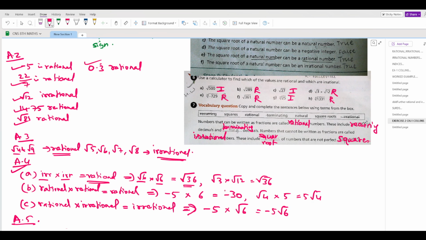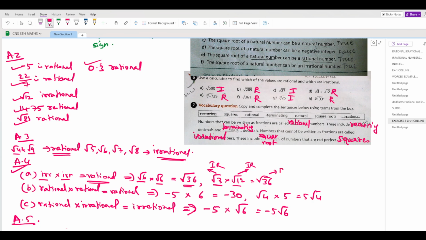The second example you can give is root 3 times root 12. Now root 3 is an irrational number because 3 is not a perfect square. Root 12 is also an irrational number because 12 is not a perfect square, and both these non-perfect square numbers are put under the square root sign. So this is irrational, and this is also irrational. And when you do the product of these two, root 3 into root 12 will be root 36.